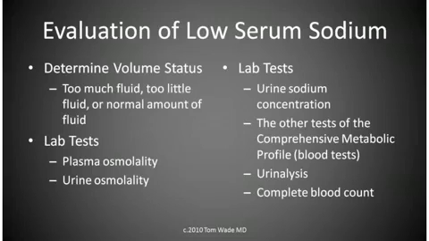The lab tests include plasma osmolality and urine osmolality. The osmolality of a fluid is related to the concentration of all the different particles dissolved in the fluid. We also measure the urine sodium concentration, and we evaluate the other tests of the comprehensive metabolic profile. We obtain a urinalysis and a complete blood count, a CBC.